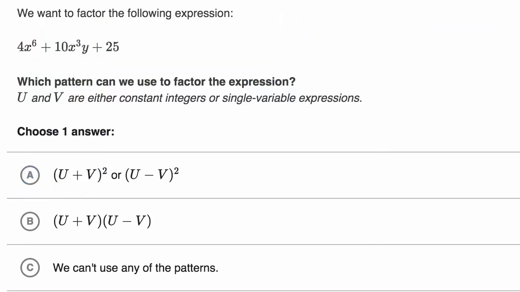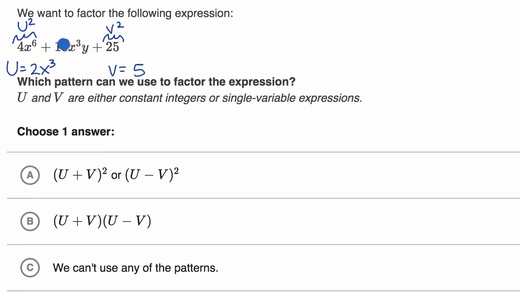So here, once again, we're told the same thing. We're given a different expression, and they're asking us what pattern can we use to factor the expression. So I have these 3 terms here. It looks like maybe I can see a perfect square here. Let's see if that works. If this is u squared, then that means that u is going to be equal to 2x to the 3rd power. And if this is v squared, then that means that v is equal to 5.